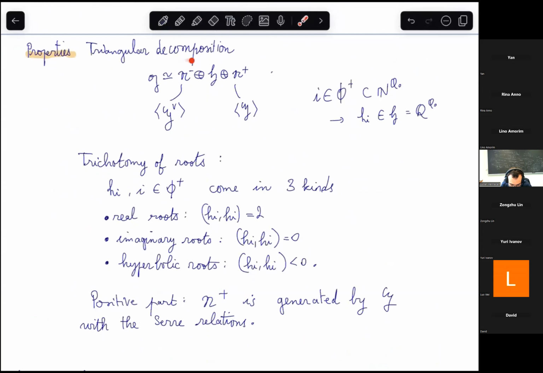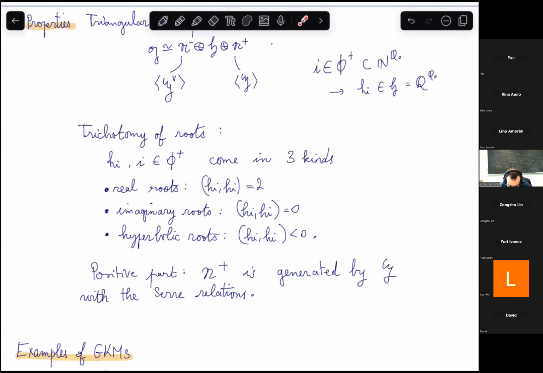So we have a triangular decomposition as for Kac-Moody algebras. We have in the middle the Cartan part, the subalgebra generated by G, the space of Chevalley generators, is n plus, and the subalgebra generated by G check is n minus, and we have this direct sum of vector spaces. We have a trichotomy of roots. The roots hi for i in the set of roots can be real if the pairing is 2. We have imaginary roots when the pairing is 0, and hyperbolic roots when the pairing is negative.